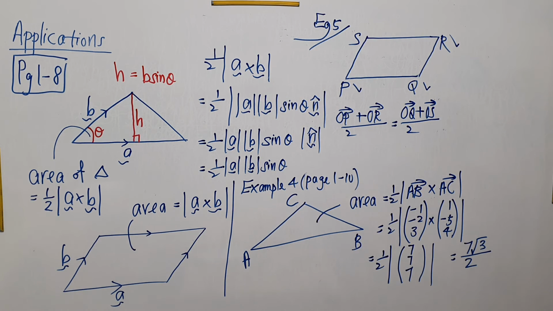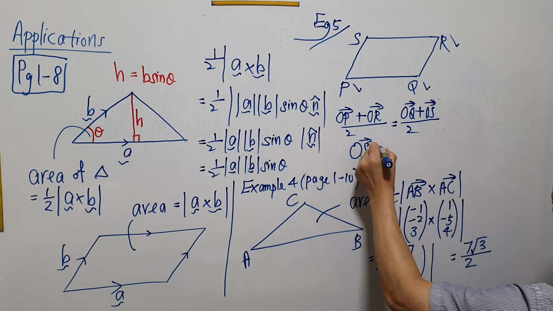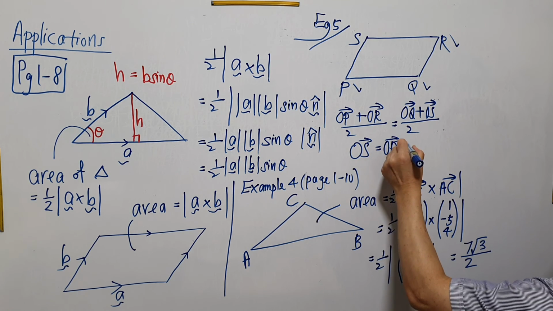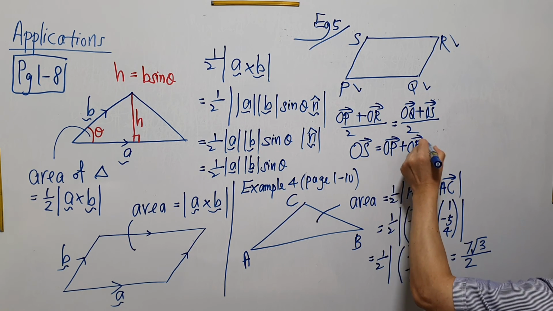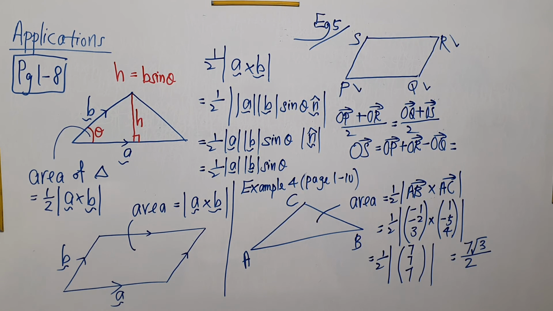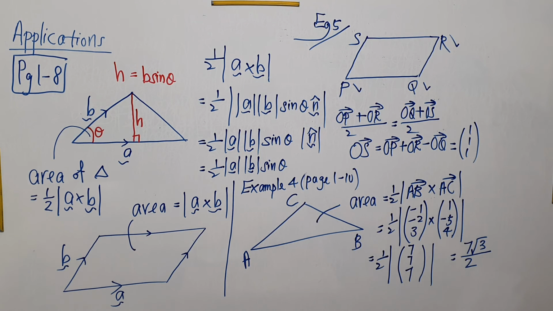So by so doing, you can then realize that OS, the vector OS or the point S with position vector OS, is just OP plus OR minus OQ. And then if you do your calculation correctly, you ought to get the column vector (1, 1, 1). By just typing in OP, OR, and OQ, you can find the position vector of the point S, which is OS.